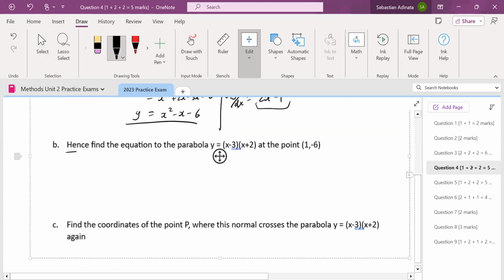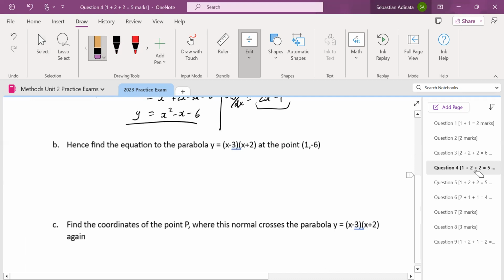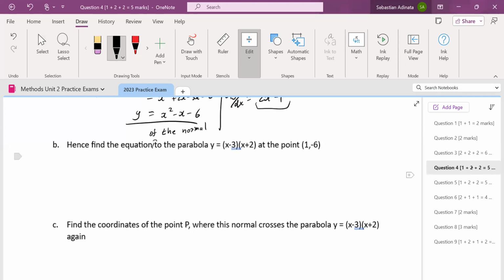Now, hence, find the equation to the parabola y equals x minus 3, x plus 2 at the point 1 and negative 6. Oh, there is a typo here. It's supposed to be find the equation of the normal to the parabola y equals this at the point 1 and negative 6.